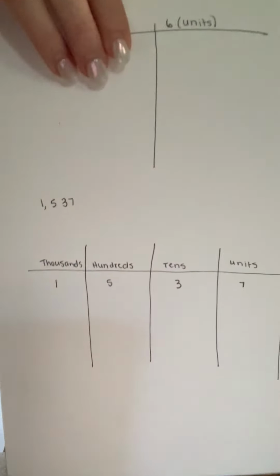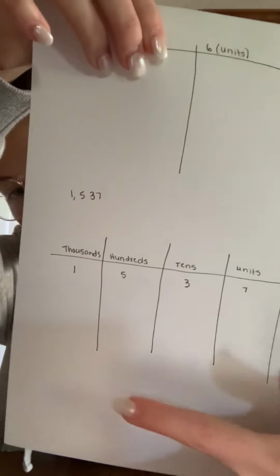Our units is going to be our 7, so we're going to put our 7 there. Our tens is going to be our 3. Our 5 is going to be our hundreds. And our 1 is going to be our thousands place. So this is what it would look like. You see it's all in different columns. That's how that would look, just like we did 46, but with a bigger number.